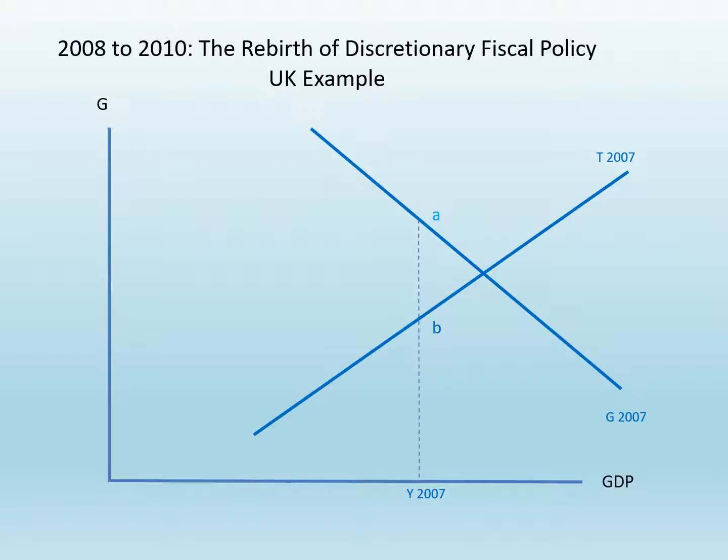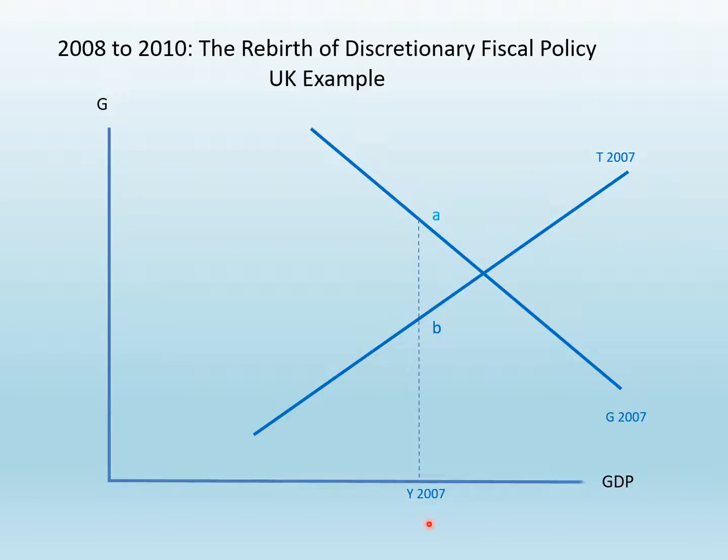So what we have in this slide, as you can see, is that we're still using the stabilizers, but I've now added a time dimension into the slide. So in the UK, we have taxes in 2007, we have expenditure in 2007, and that's GDP in 2007. And as we saw from the previous slide, we have a budget deficit at full capacity in 2007.